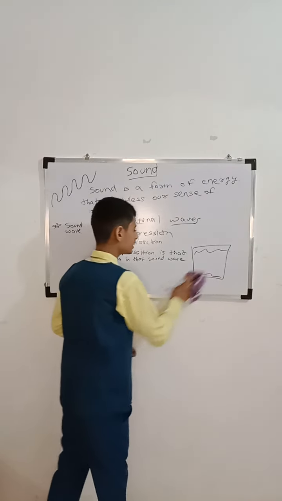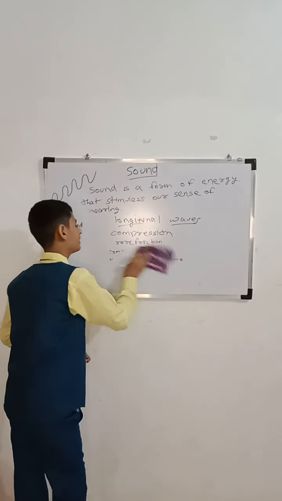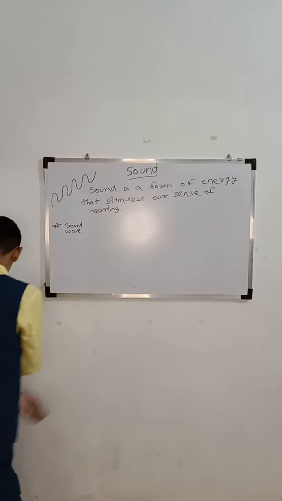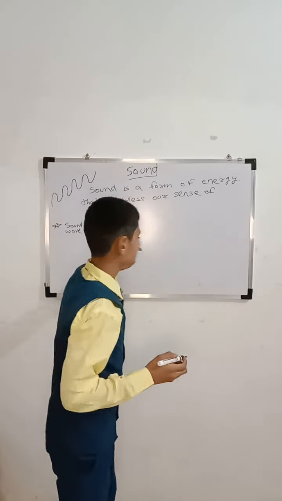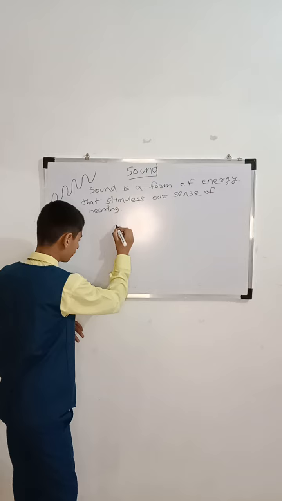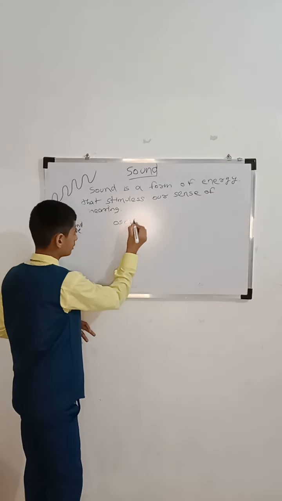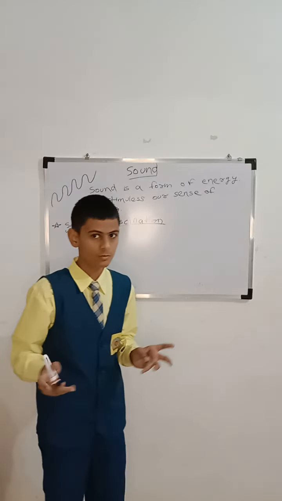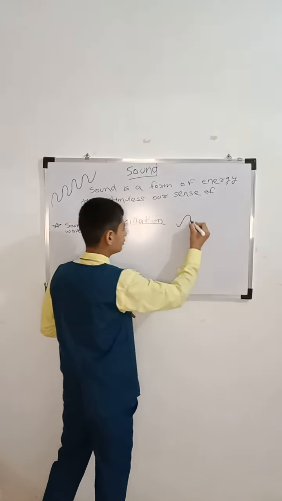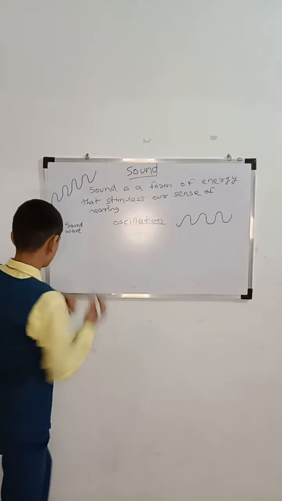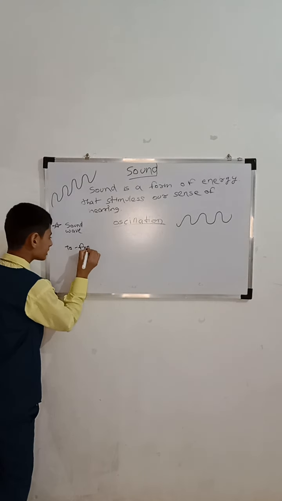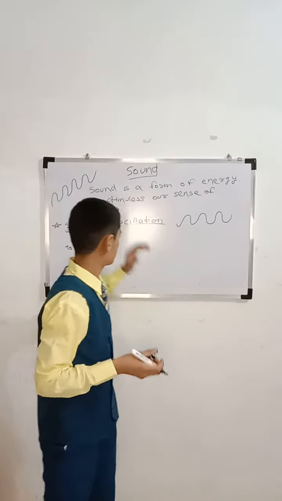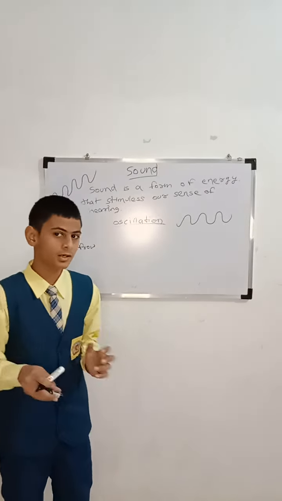Now we will study oscillation, going deeper into the sound wave. I told you that we will study the sound wave. So first of all is oscillation. What is oscillation? Oscillation is the to and fro motion of sound. Suppose this is a sound wave. To and fro means up and down, up and down, up and down.